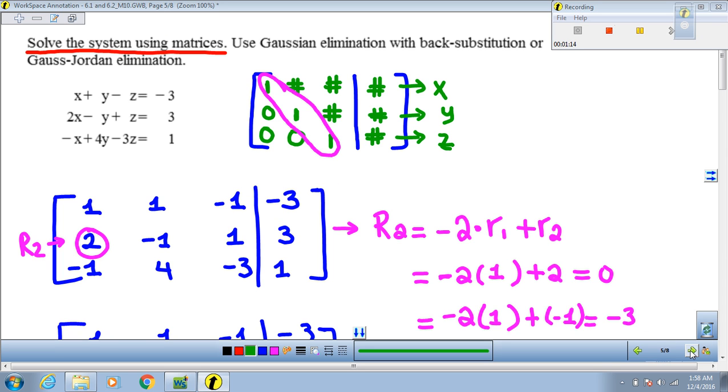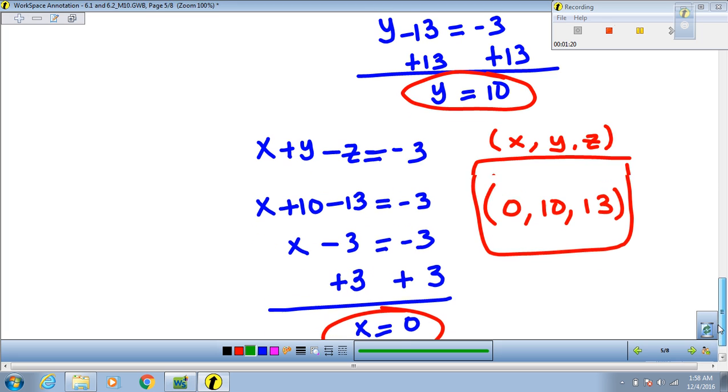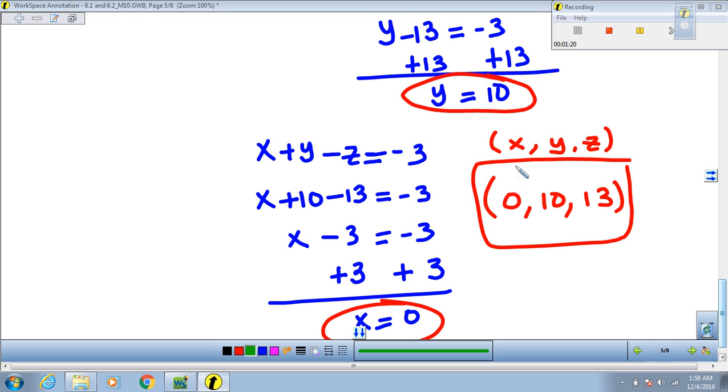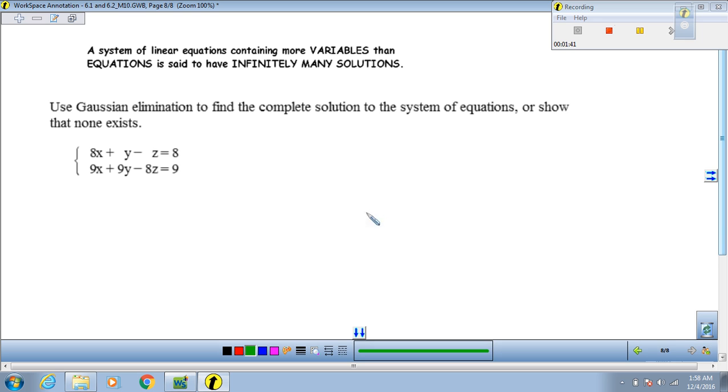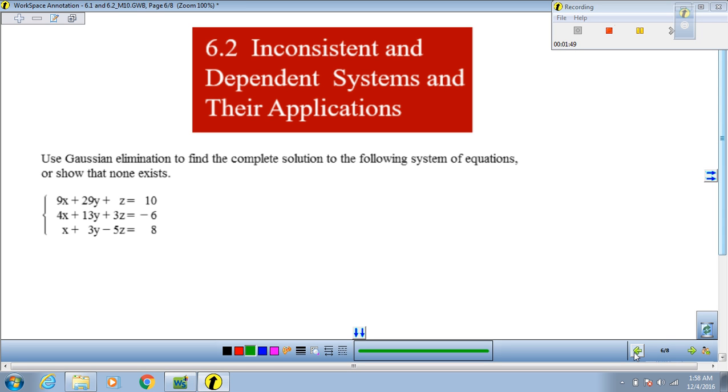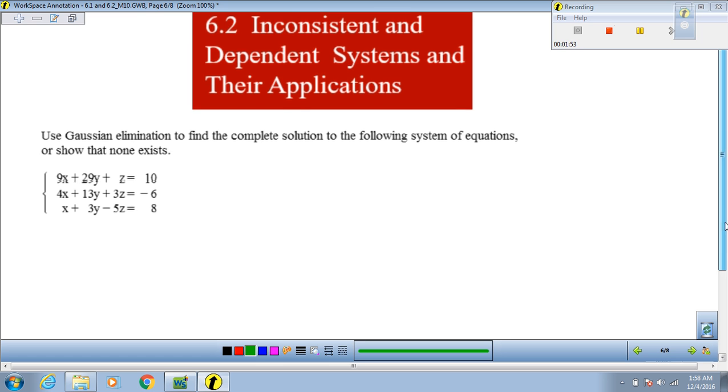So it's the same process, except that the kind of answer is what's different. In this problem, we got a unique solution. X equals 0, y equals 10, z equals 13. Well, in these ones that are coming up in 6.2, one's going to have no solution, and the other one is going to have infinitely many solutions, or many solutions, basically. And the last one over here also has infinitely many solutions, but it's kind of special, a little bit different from the other two in this section. So I'm going to start with this one.